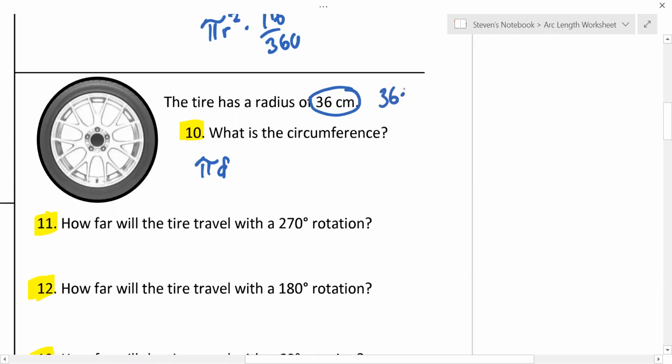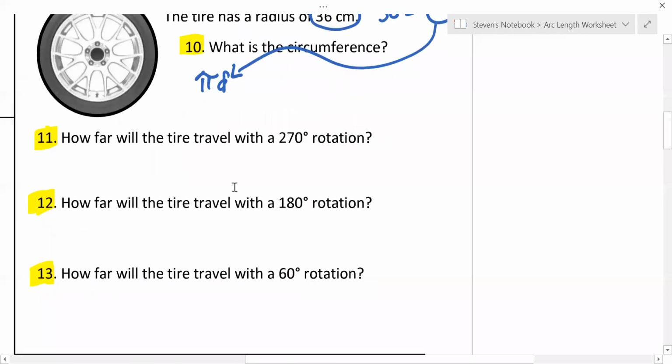36 times 2 is 72. That's your diameter that you want to plug in there. So just be careful with that. I'll let you guys do that one. Let's move on to number 11. These ones get a little bit tougher, so I want to make sure I review 11, 12, and 13 here.